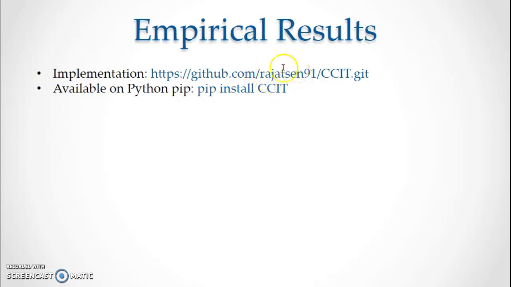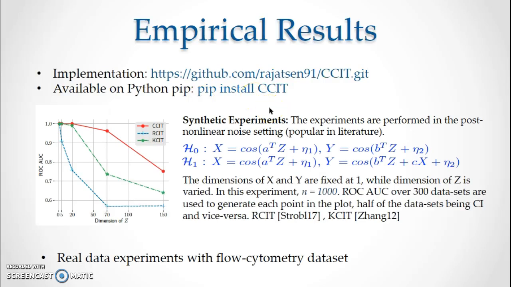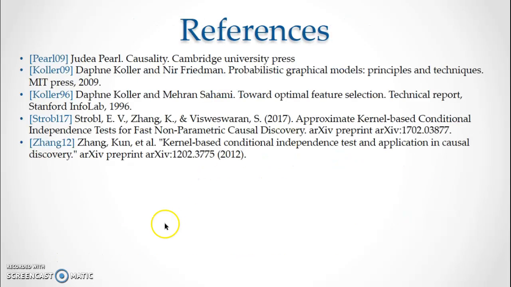This is a GitHub link for our implementation. This is also available as a Python package in pip repositories. We show that our tester outperforms state-of-the-art kernel-based conditional independence testers in real and synthetic experiments.